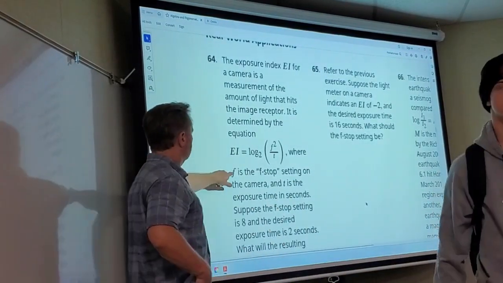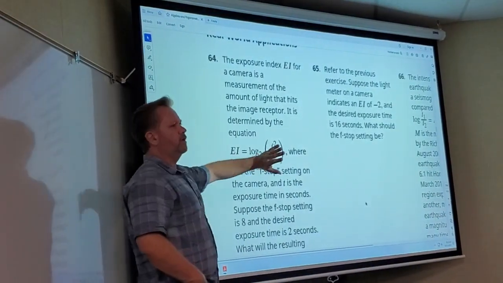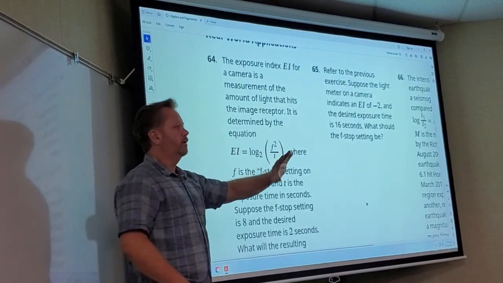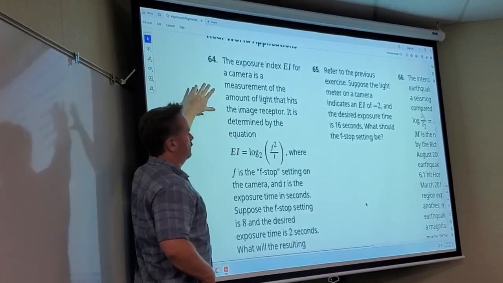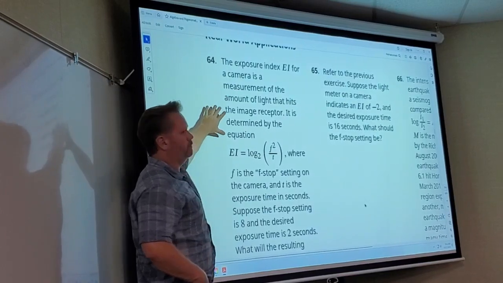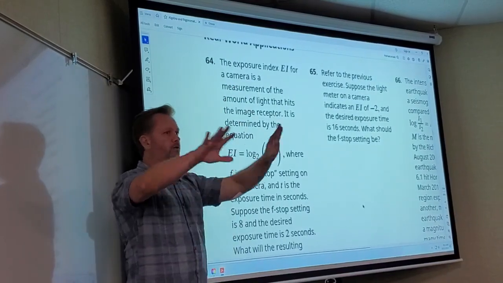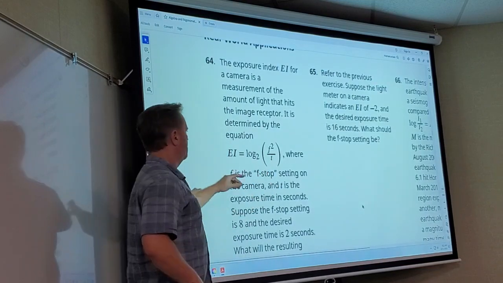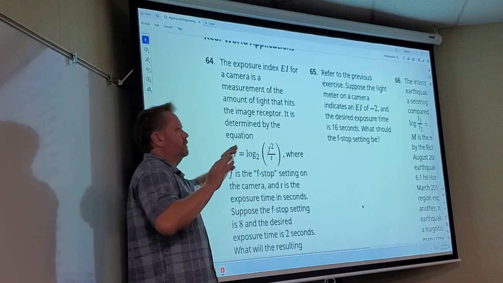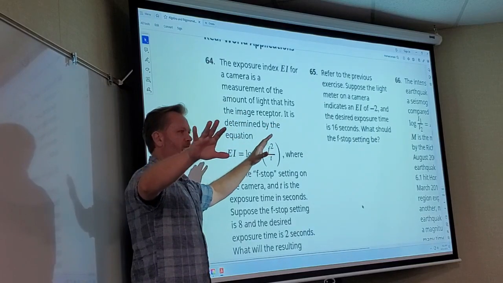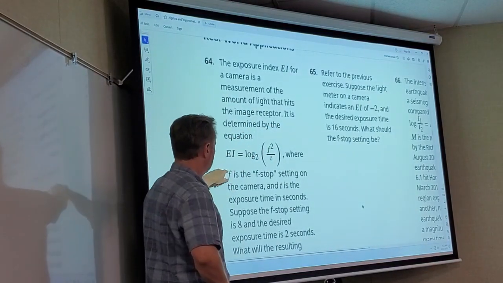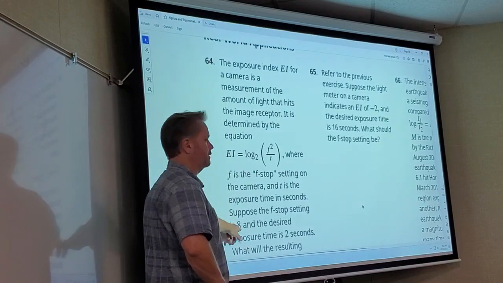So they say F is the f-stop setting. By the way, you don't suddenly have to understand photography or anything. It's kind of nifty that we have a content-based problem. If you are into photography, you know all about f-stop. All we have to look at it as is that's where I plug the number that represents f-stop, right? So they tell me that F is the f-stop, and they tell me down here the f-stop is 8, right?